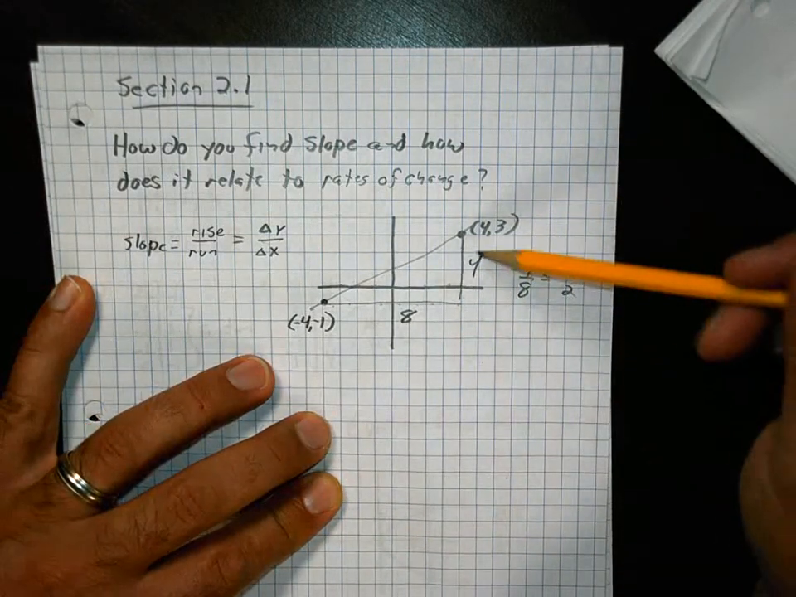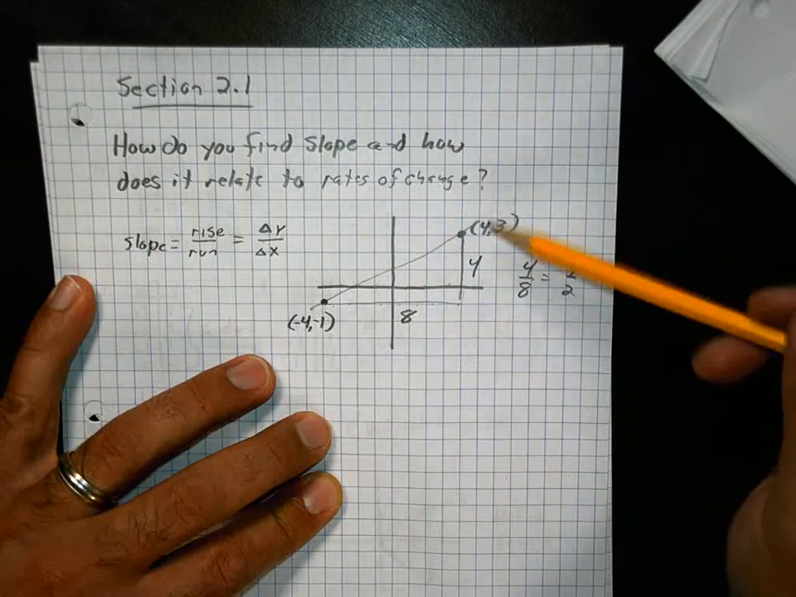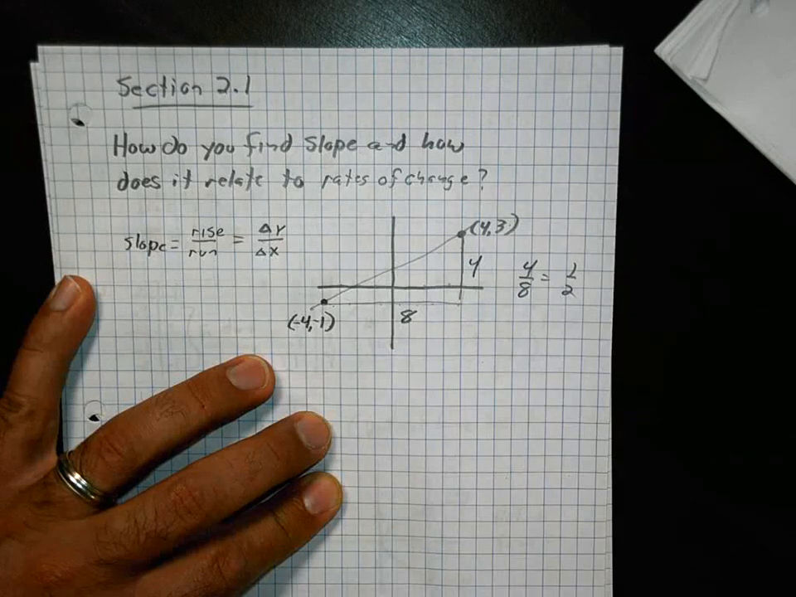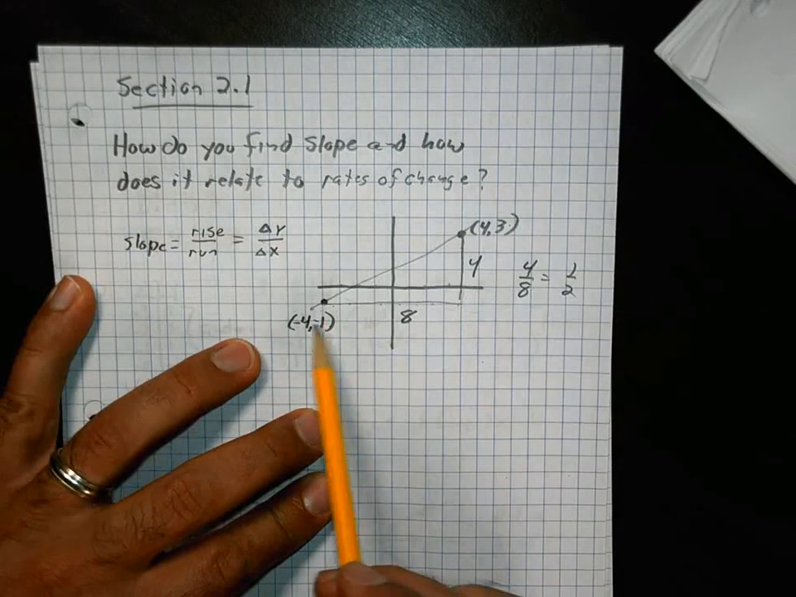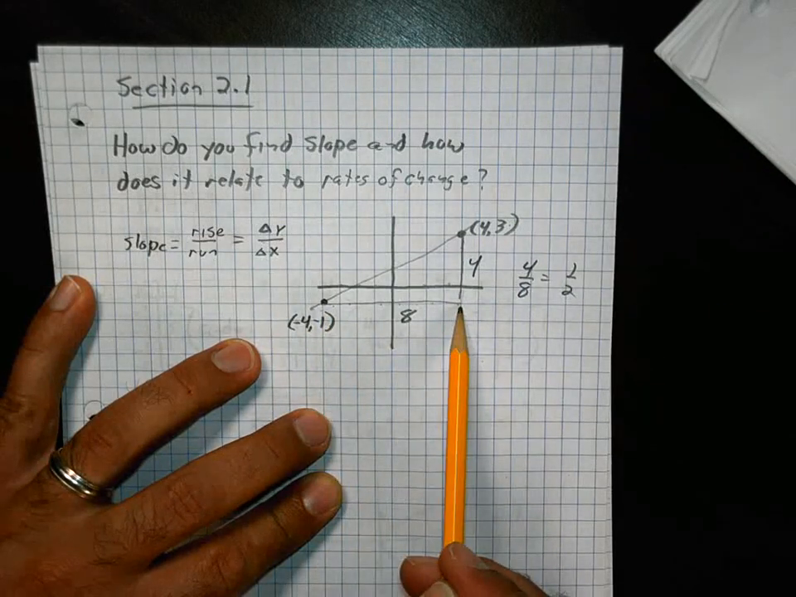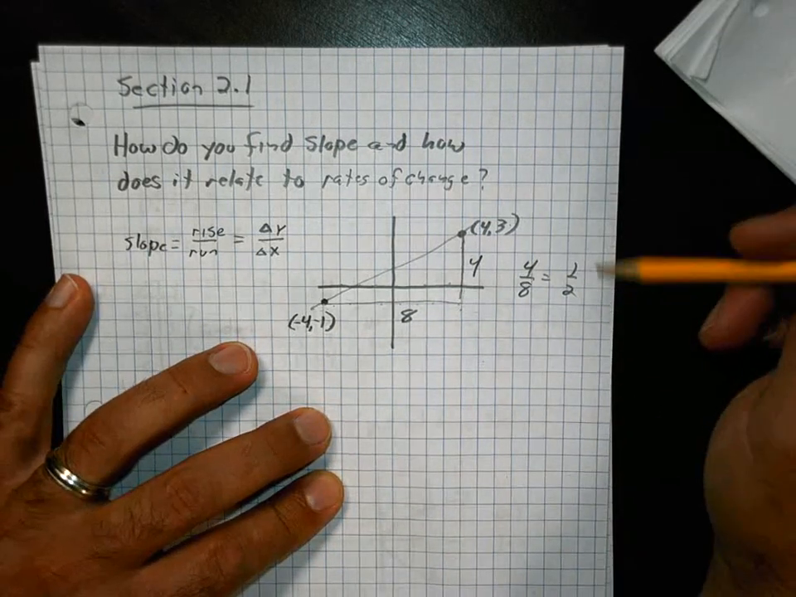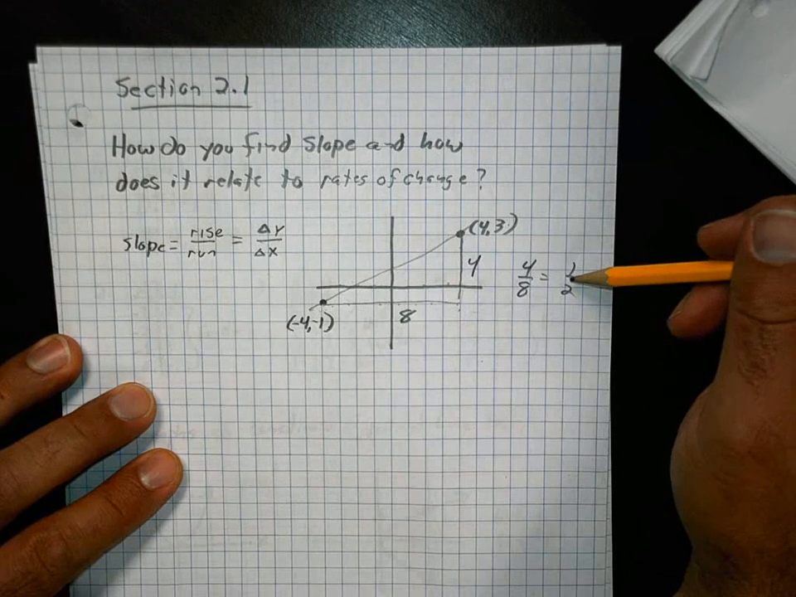It's also the change in the y values. The y values went from -1 up to +3, which is 4, over the change in the x values, which went from -4 over to +4, which is a change of 8. So the rise over the run, or the slope, is 1/2.